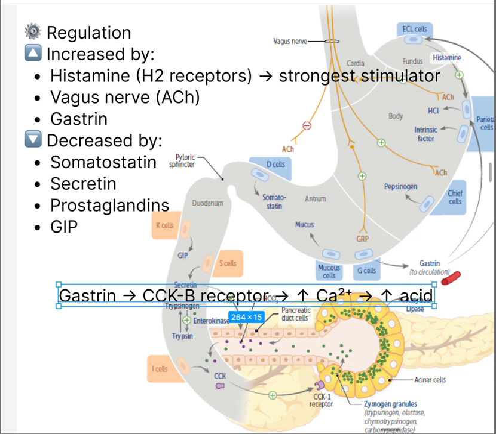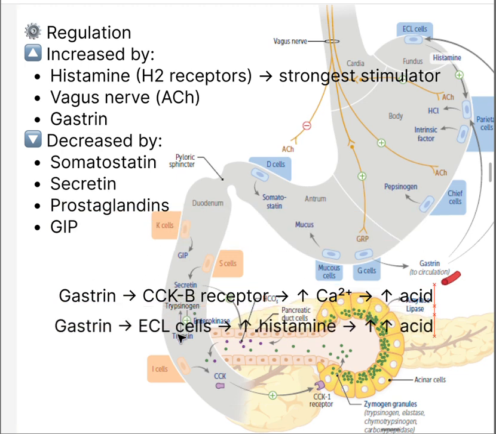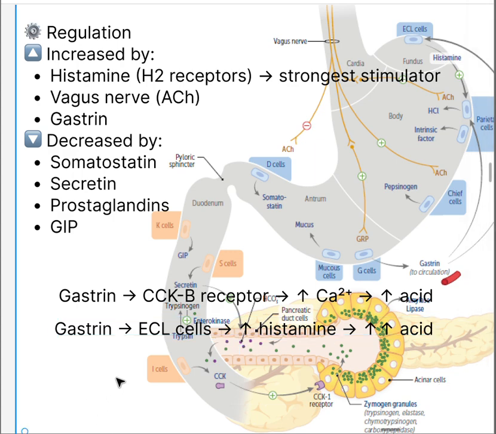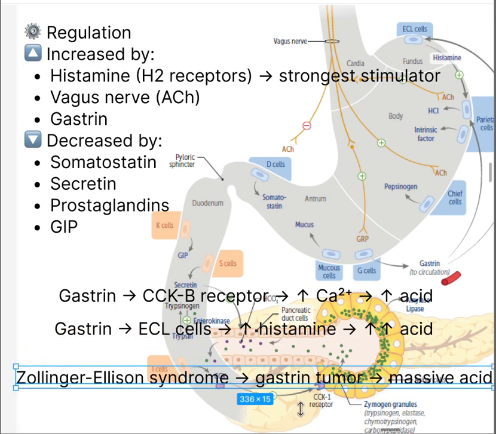And another indirect effect, but very important to remember here, is that the gastrin also works on the enterochromaffin-like cells, and this also increases histamine, and this also increases a lot of acid. That's why gastrin is so powerful, and that's why in Zollinger-Ellison syndrome, the gastrin tumor basically leads to massive acid.